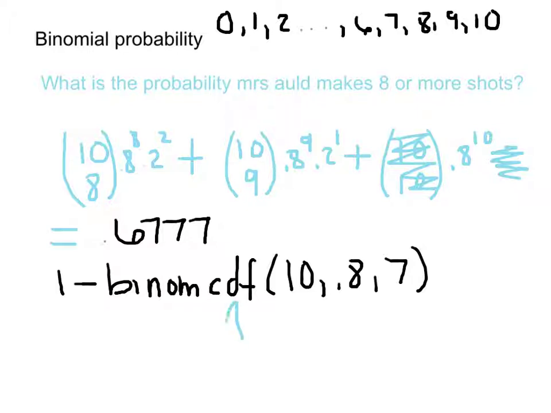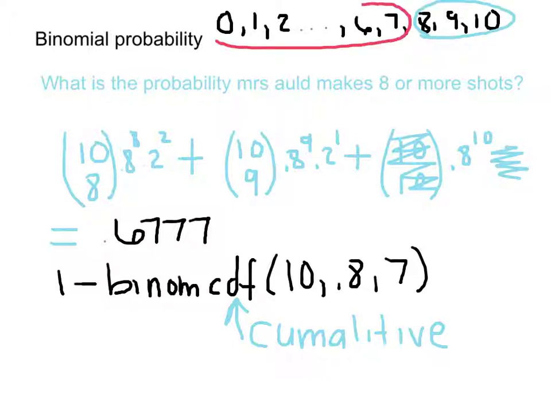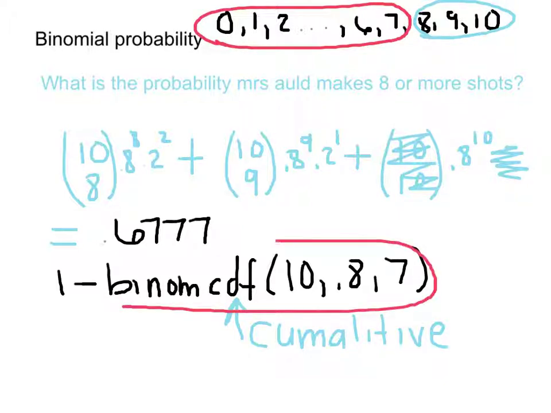There's a way to do this on your calculator too in one fell swoop, although it's a little tricky. The CDF button on your calculator is the cumulative probability button, but it only adds up cumulative probabilities from small to big. So I have to think, instead of what's the probability that I make 8 or more shots, I figure out that, well, that's the opposite, that I make 7 or fewer shots. Here's how I type in 7 or fewer shots on my calculator. If I take 1 minus that, I get the opposite of that, which is 8 or more.